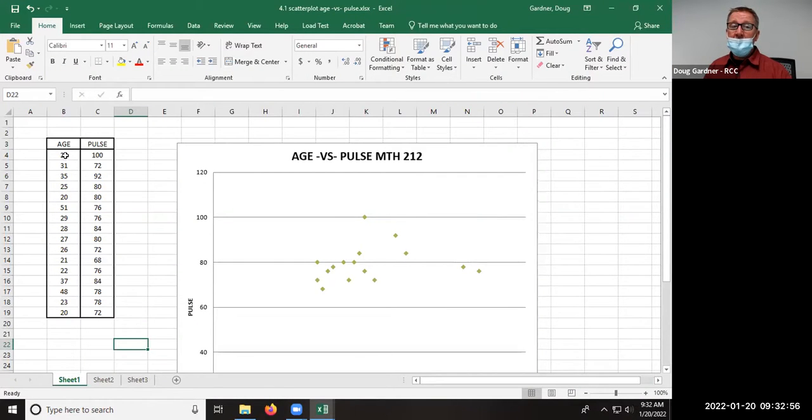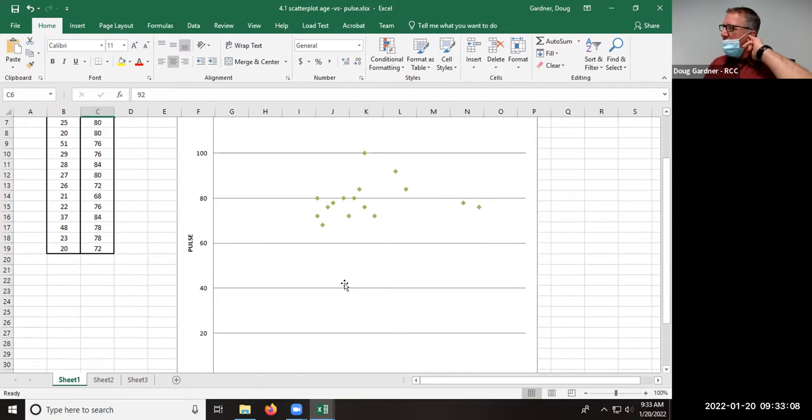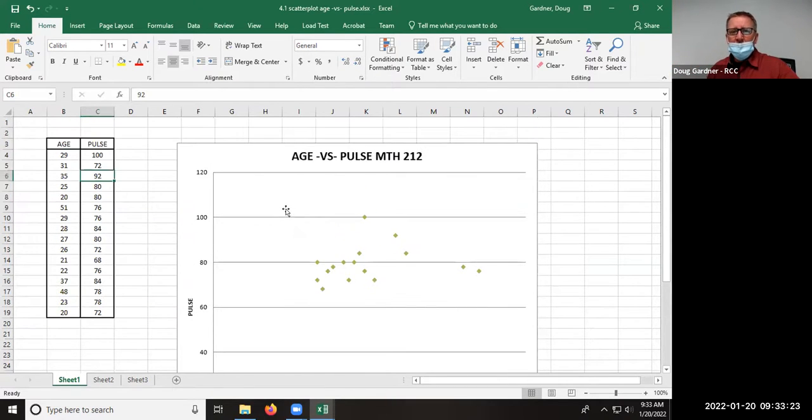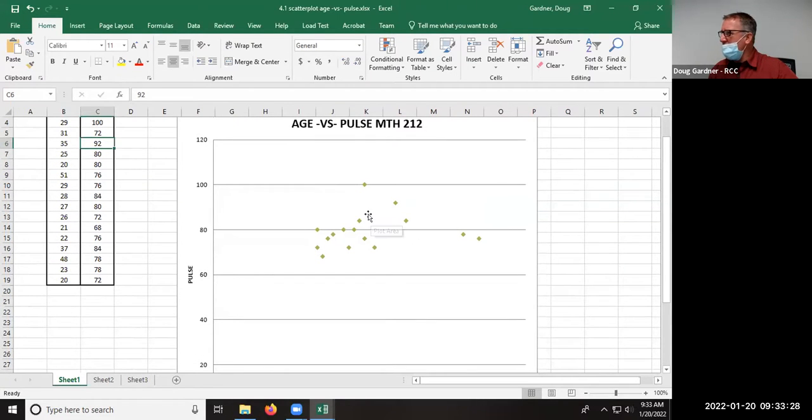There's the graph, so there's the data. A 29-year-old had a pulse of 100, a 35-year-old had a pulse of 92. Again, do you see I'm trying to relate two different numbers? And notice when I graphed it, what kind of pattern do you see there? It looks like a shotgun, like it's everywhere. There's not nearly as much of a relationship. Does that make sense? Based on my little tiny study here, maybe there isn't a relationship between age and pulse, because I don't see much of a pattern there.